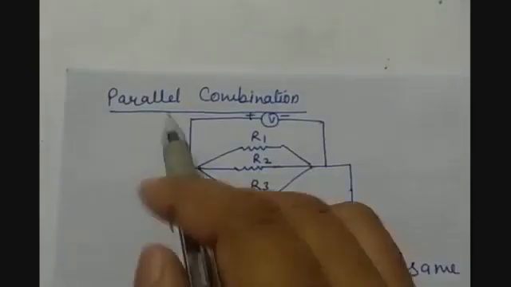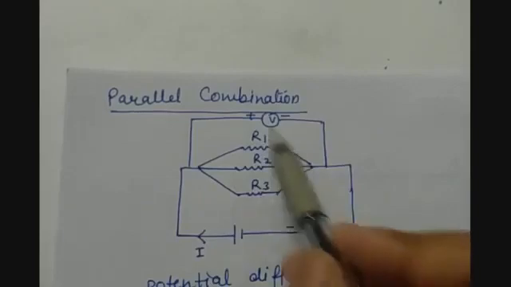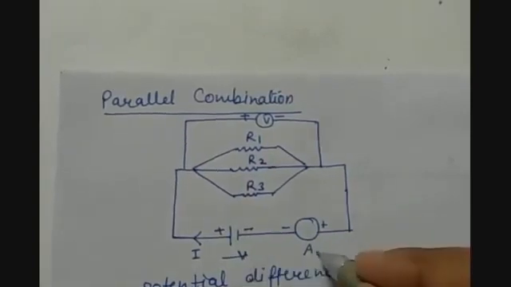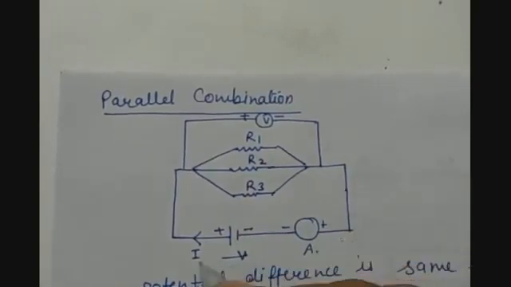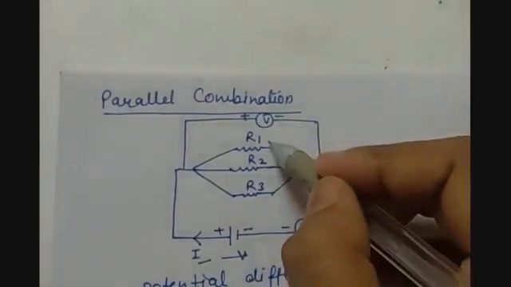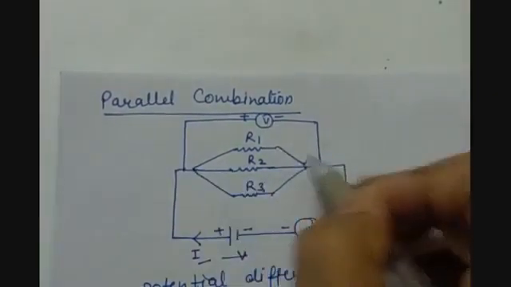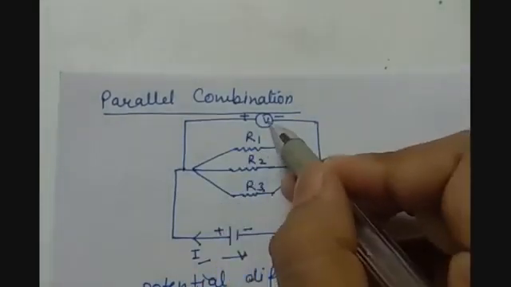Next combination is parallel combination of resistors. When the resistors are connected in this way, they are called parallel connections. When this combination of resistors is used in an electric circuit, we have here a potential difference source giving us V volt potential difference, and an ammeter to measure the current flowing in the circuit. Let's say the current flowing in the circuit is I. We have three resistors in parallel with each other, R1, R2 and R3. Here a voltmeter is used to measure the potential difference across the ends of the combination of resistors, which is showing V volt.